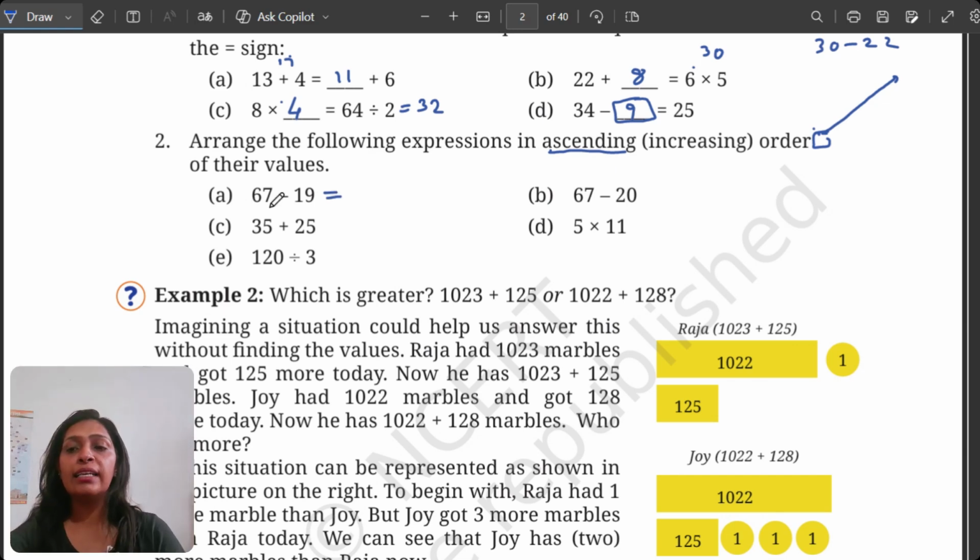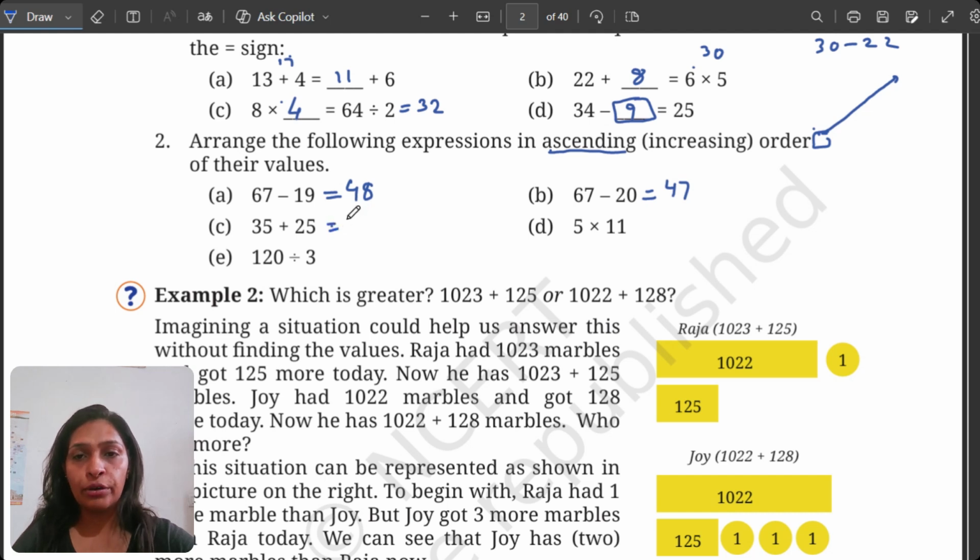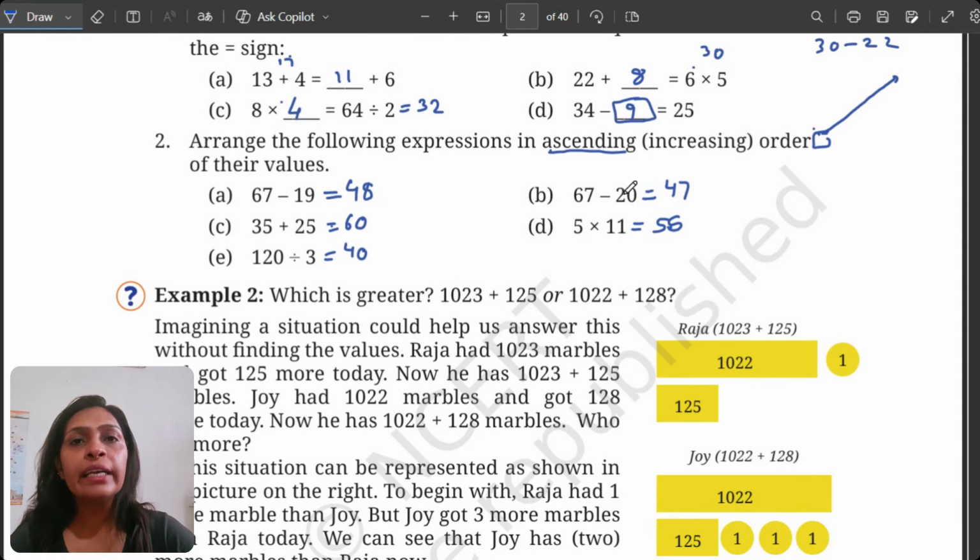So 67 minus 19, first of all, this is going to be 48. 67 minus 20 is 47, and then 35 plus 25 is going to be 60. Then 5 into 11 is 55, and lastly we have 120 divided by 3, that is 40. So we have calculated these values first, and then we simply need to arrange them in ascending order.